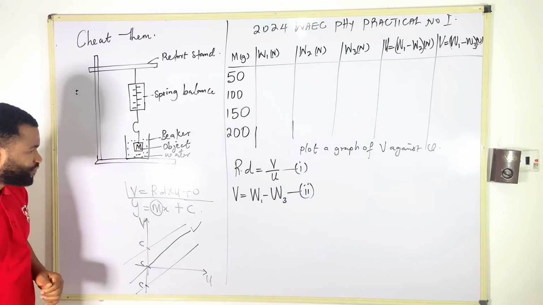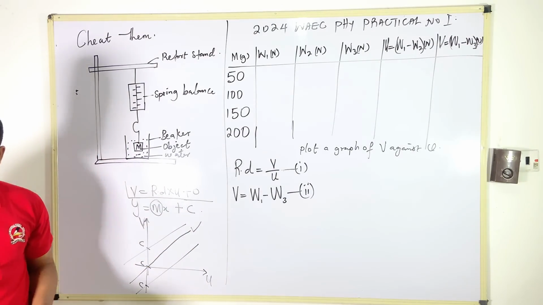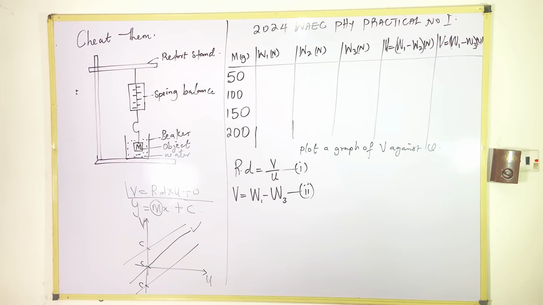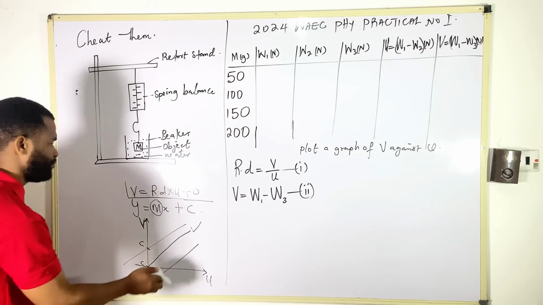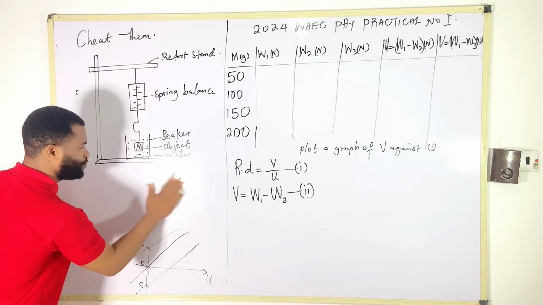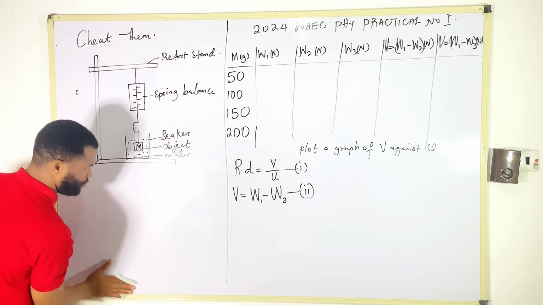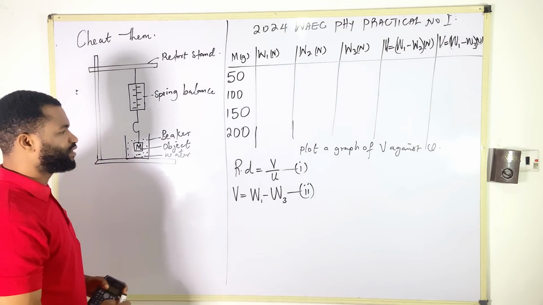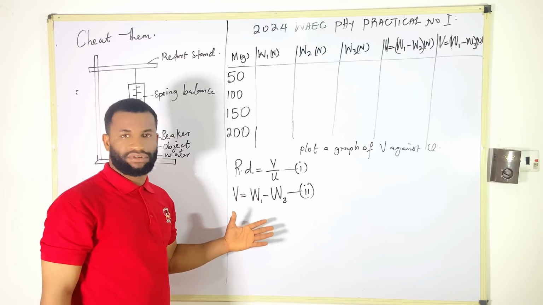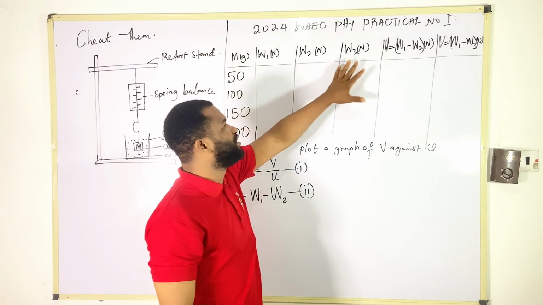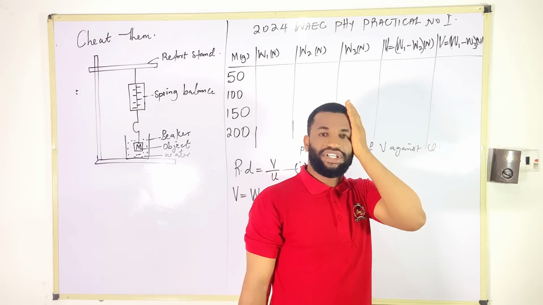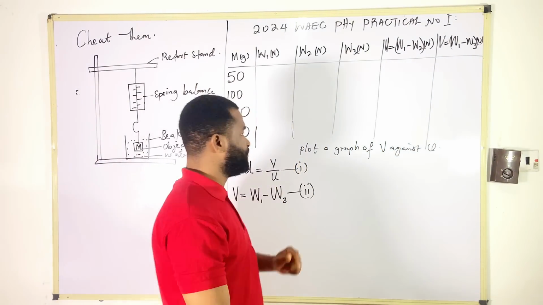For that reason, let's go ahead. Let me clean this part. All right, I have told you how the graph is going to look. How can I complete this table without doing the experiment? I want you to know something.